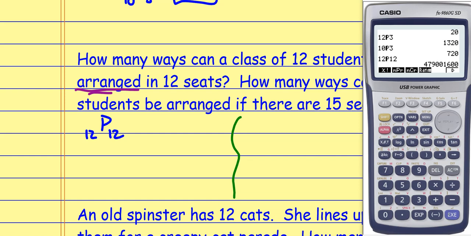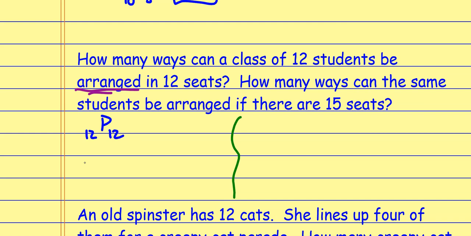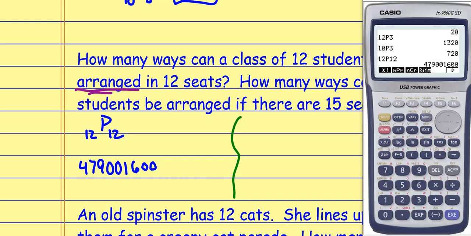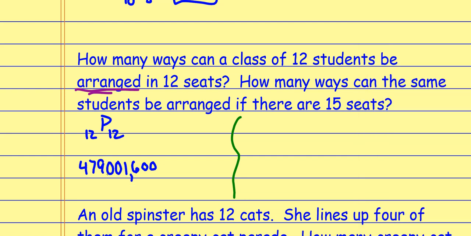And it gives me 479,001,600, if I remembered that correctly. Let me pull it back up. Yep. And that's a lot of seating arrangements. So think about that. If I have 12 desks in my room and 12 students, there are 479,001,600 different seating charts that I could make, all right?